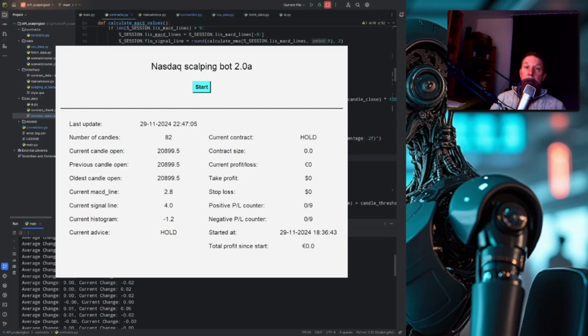And the bot did function like it should. If you look at the bot, you see we had a total profit of 0.0 after 82 candles. And I restarted the bot at 18:36, so 6:30 this evening, after I made the changes. I believe it was the second time I started the bot today after I made the changes, and then I let it run and see what it would do. And it functioned.